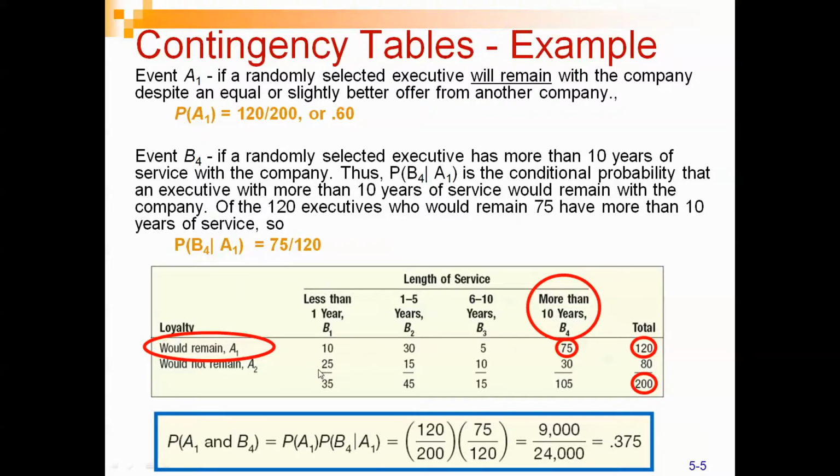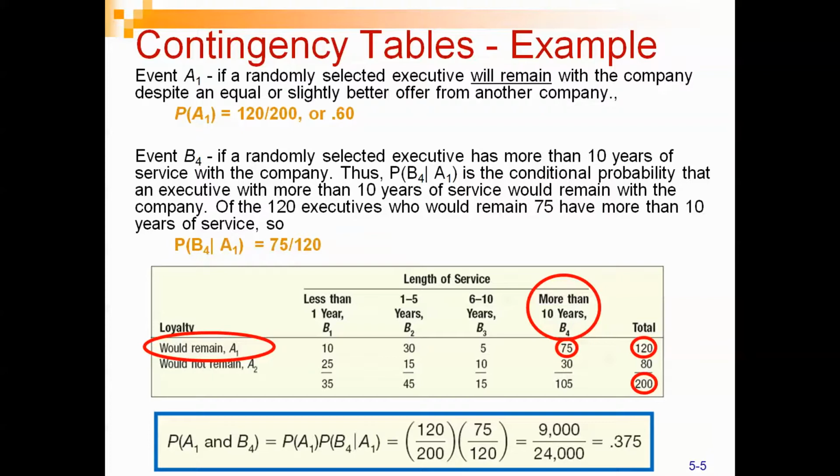If you refer to the table, you'll see that since there are 120 executives out of the 200 in the survey who would remain with the company, the probability that event A sub 1 will happen is 120 over 200, or 0.60. The next thing we want to do is compute the probability of event B sub 4 occurring. Event B sub 4 happens when a randomly selected executive who has more than 10 years of service with the company is selected.